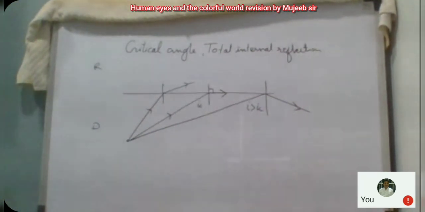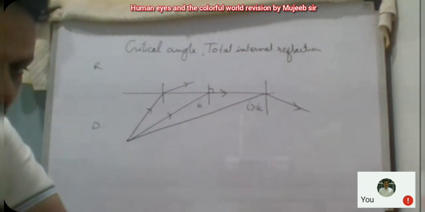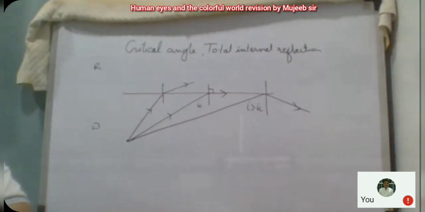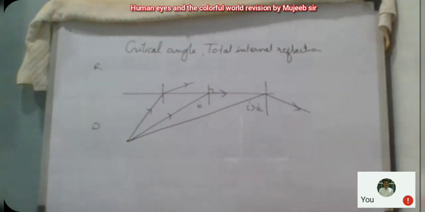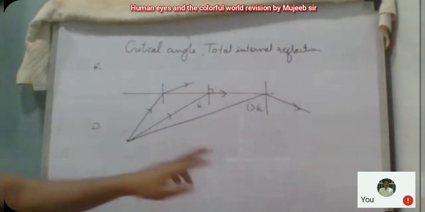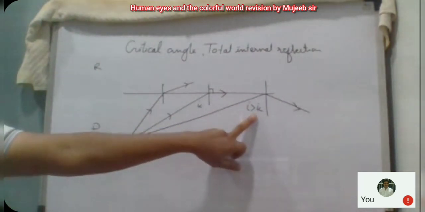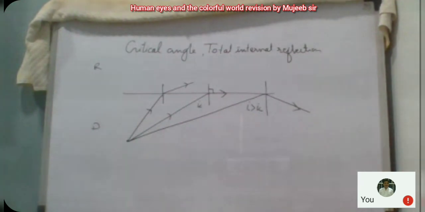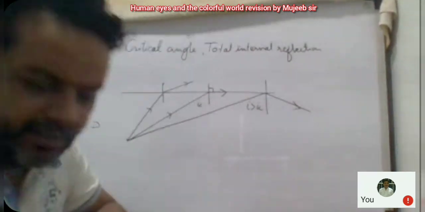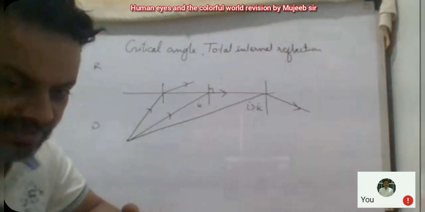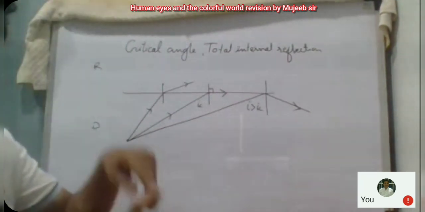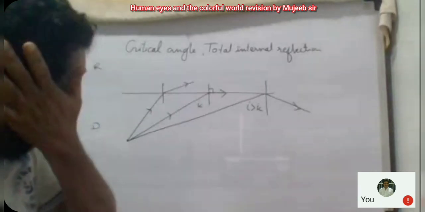Because of this, there will be a total internal reflection. How will you define total internal reflection? When the light travels from denser medium to rarer medium and the angle of incidence is greater than the critical angle, then the light does not enter into the rarer medium but comes back into the denser medium. This phenomenon is called total internal reflection.